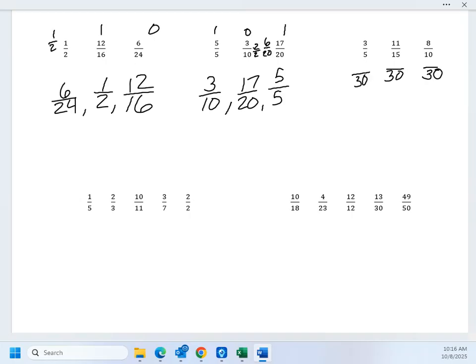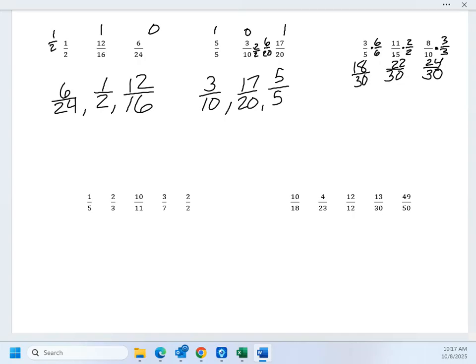So what do I multiply 5 by to get to 30? Anyone? 5 times what equals 30? Just say it out loud. 6. So 5 times 6 is 30, 3 times 6 is 18. What do I multiply 15 by to get to 30? 15 times 2 is 30, 11 times 2 is 22. What do I multiply 10 by to get to 30? 10 times 3 is 30, 8 times 3 is 24. Now I can compare them easily. 18/30, 22/30, and 24/30.